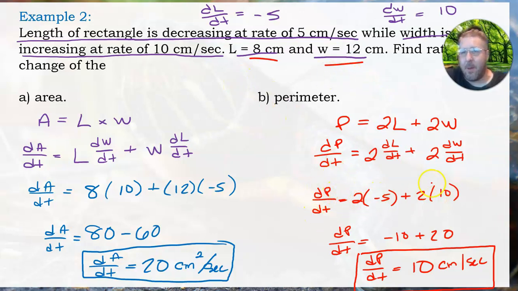So we plug in the numbers that we know. We just substitute them in, solve across, and there's where our answer comes from. It looks like the perimeter at that moment is increasing by 10 centimeters per second. Now, of course, this is not going to be the rate for the entire time. It just happens to be at that specific moment.